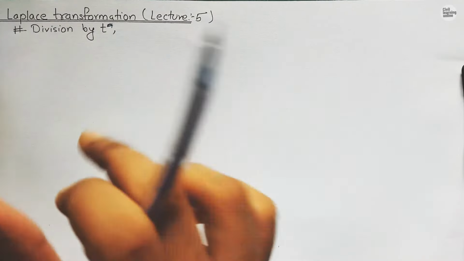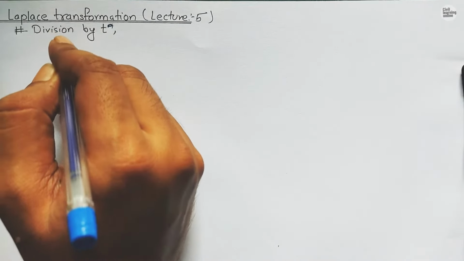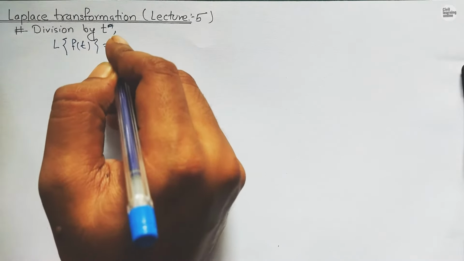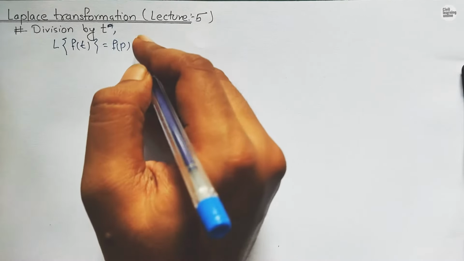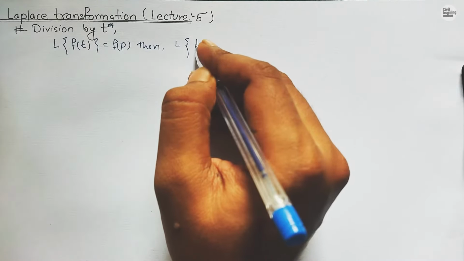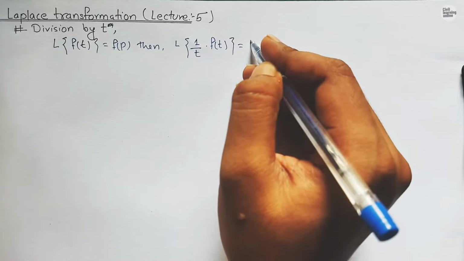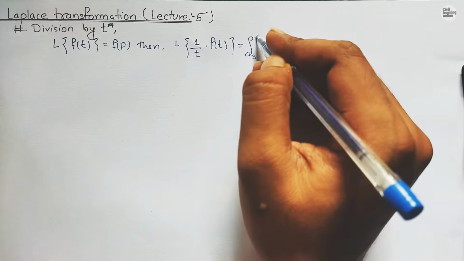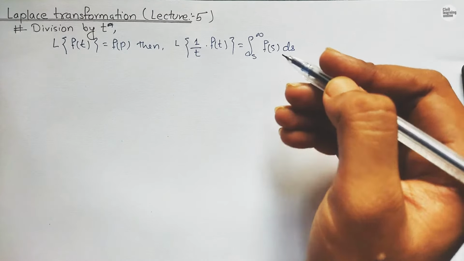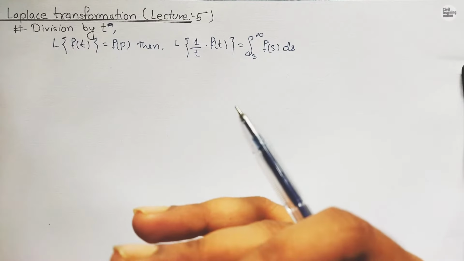So let us just take it as division by t. If the Laplace transformation of f(t) equals F(s), then the Laplace transformation of 1 upon t times f(t) will be equal to the integration from s to infinity of F(s) with respect to s. We have this condition.